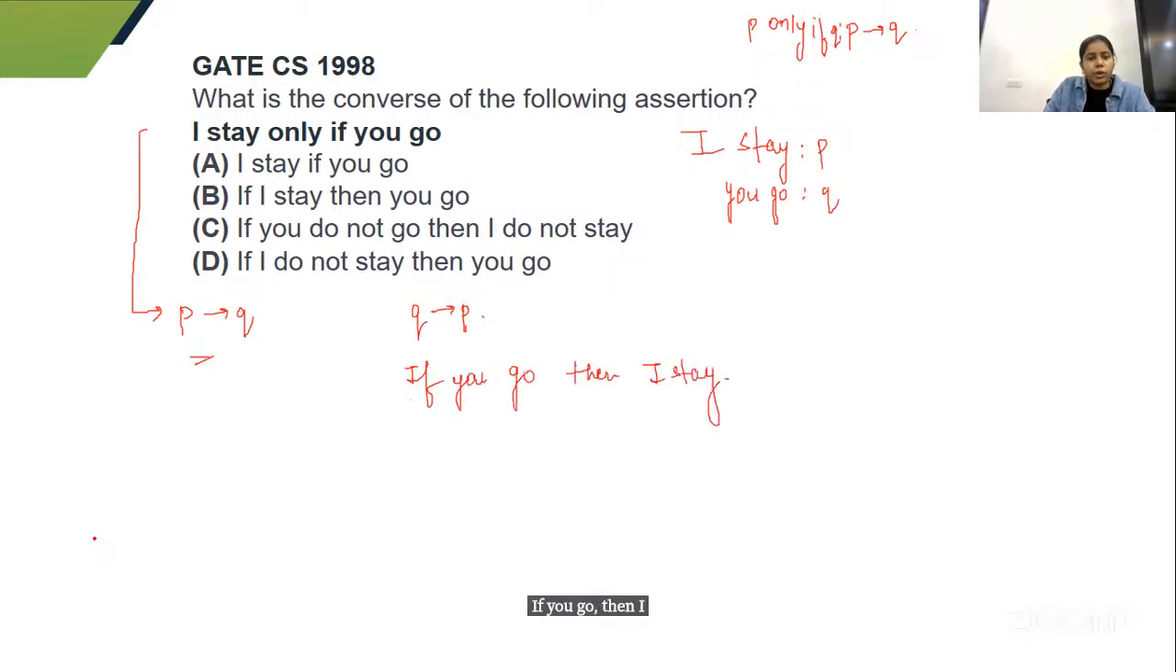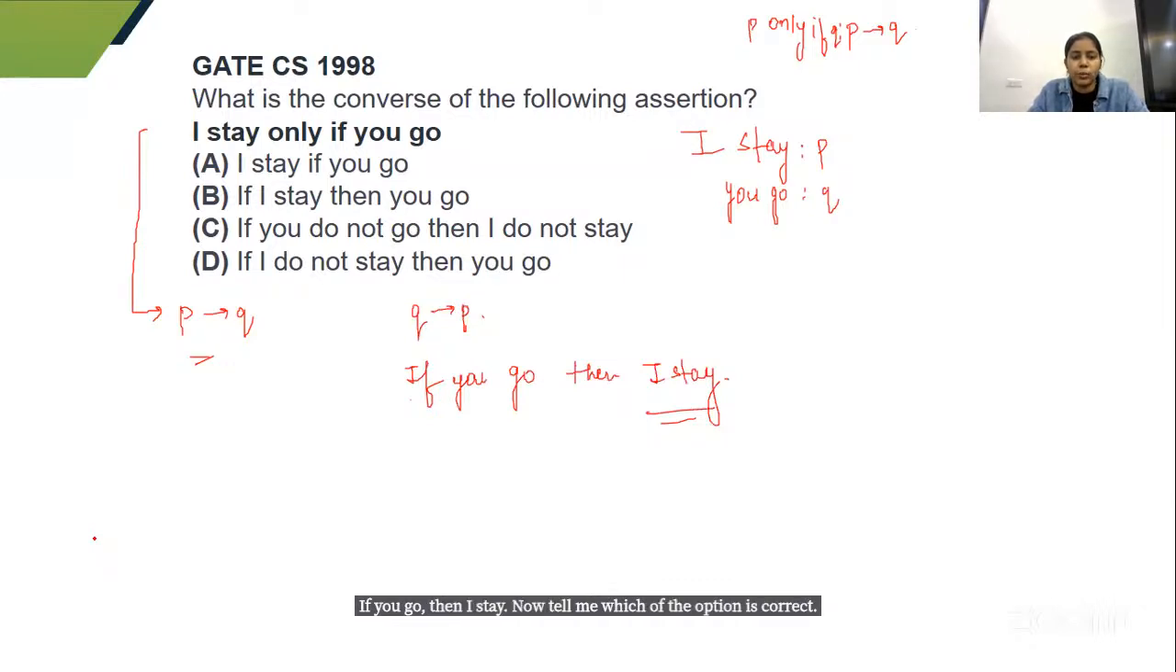Now tell me which of the options is correct. Guys, tell me which option is correct now. Which option is correct here? Everyone in the chat section, guys.